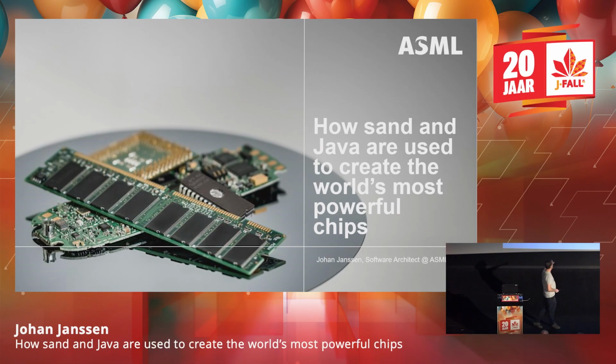Anyone an idea what's shown in this picture? Memory, that's one. I see more things there. CPUs, indeed. Sensors. So basically we have all kinds of computer chips in our lives, and these are just some examples. And in this session, I'm going to explain how these chips are created, how we make sure we get as many functioning chips as possible, and then how Java is involved, because it's a Java conference, right? So I need to tell something about Java.